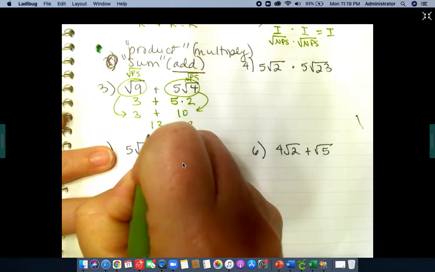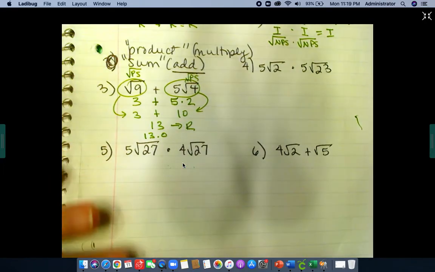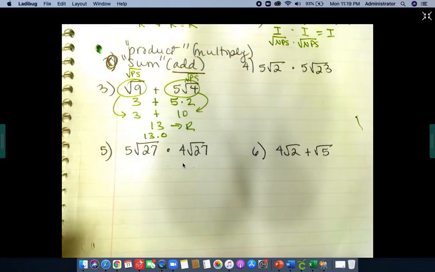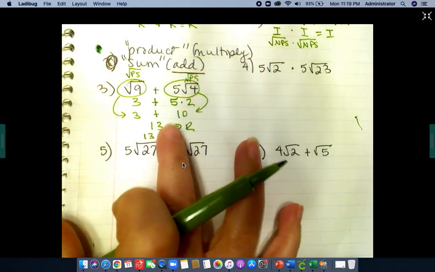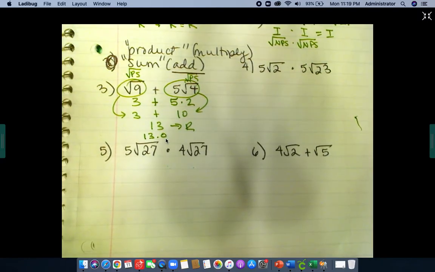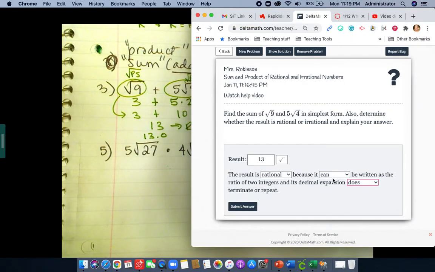No, it doesn't repeat, but I can write it as a terminating decimal as in 13.0, which terminates. But clearly there's nothing that keeps going, but in terms of a decimal form, it's 13.0. So things to keep in mind: can and does go together, and cannot and does not go together. So keep those in mind too.